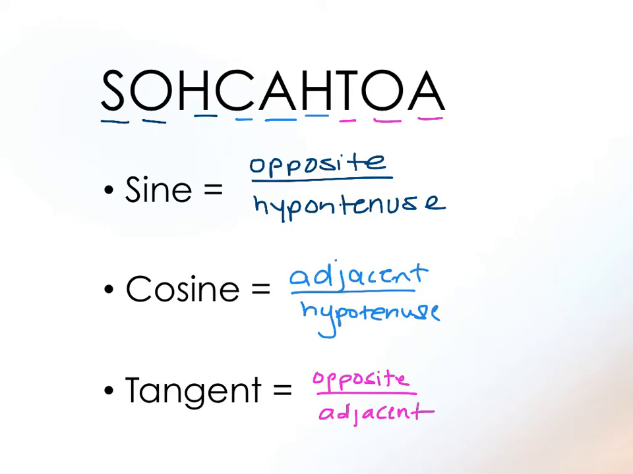And then you're going to get the trig functions that are the reciprocals of these. So if I asked you for cosecant, I just flip the sine. So I can either find the sine and then flip it, or I can do hypotenuse over opposite. The reciprocal of cosine would be secant, so I can either find the cosine and then flip it, or I can go straight to hypotenuse over adjacent. And then the cotangent would be the reciprocal of tangent. Again, you can find the tangent and then flip it, or you can go straight to the reciprocal, which is adjacent over opposite. Questions so far?